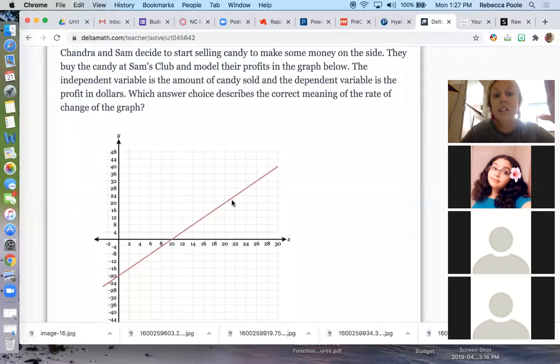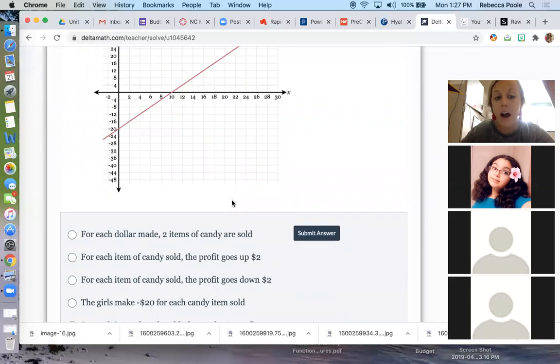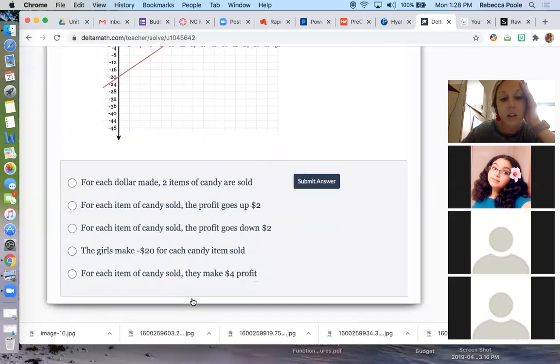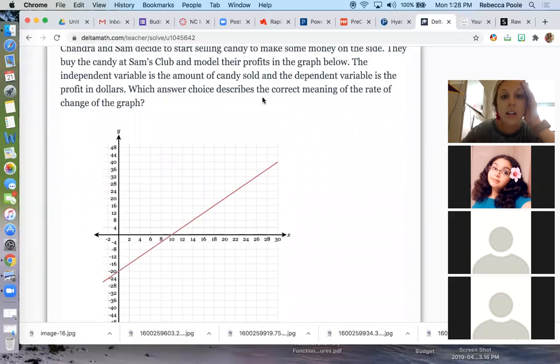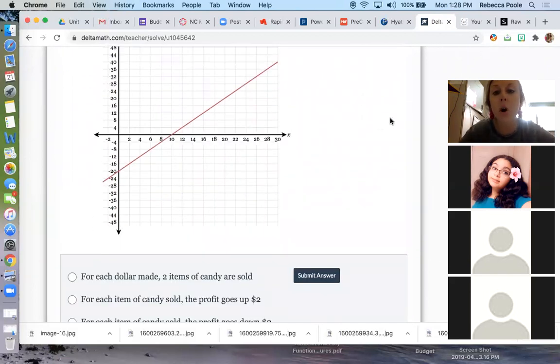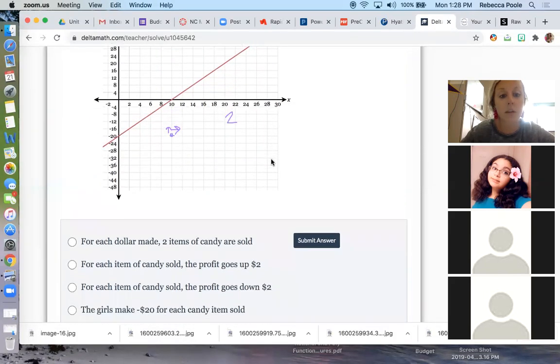All right, so this is the same problem, same graph, but I'm asking you different questions. Does everybody see that? Okay, so which answer choice describes the meaning of the rate of change? Does anyone remember our rate of change from last question? What was my slope? Good, it was up 4 over 2, which meant it was 2, right? Okay, so we need to read these answer choices and figure out what answer it's going to be.